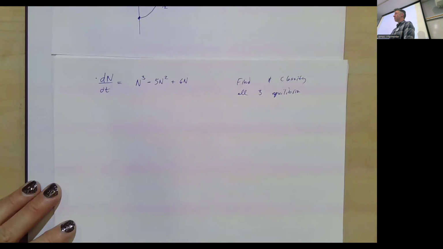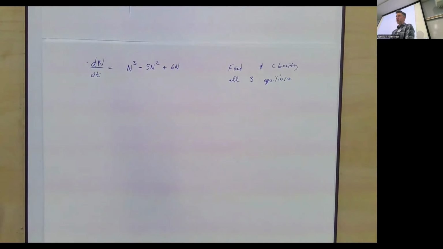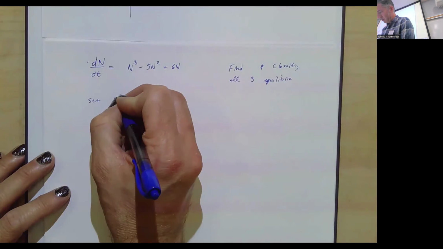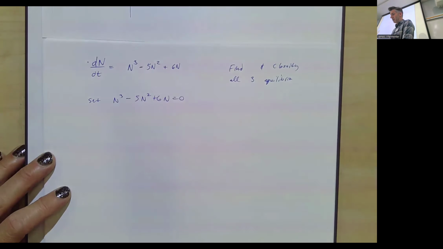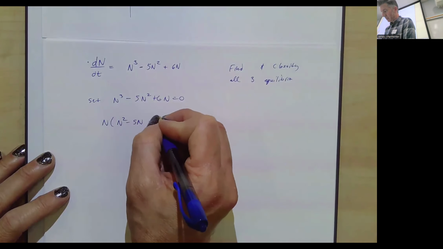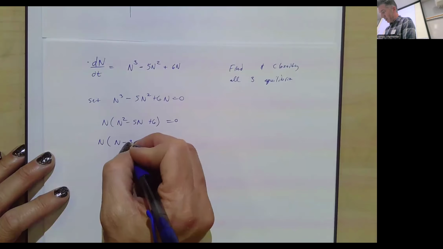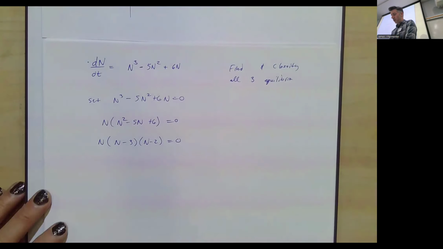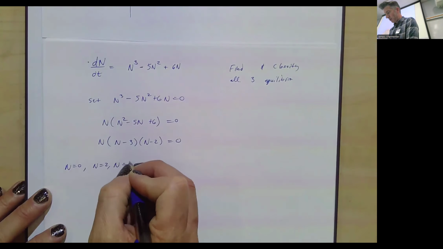Whether we're going to use the graphical method or the non-graphical method, we still have to find the equilibria by setting this whole thing equal to 0. Factor out as much as possible. I can factor out an n. I'm left with n squared minus 5n plus 6. Factor further. It's going to be n minus 3 times n minus 2. So it looks like our equilibria are n equal to 0, n equal to 2, and n equal to 3.